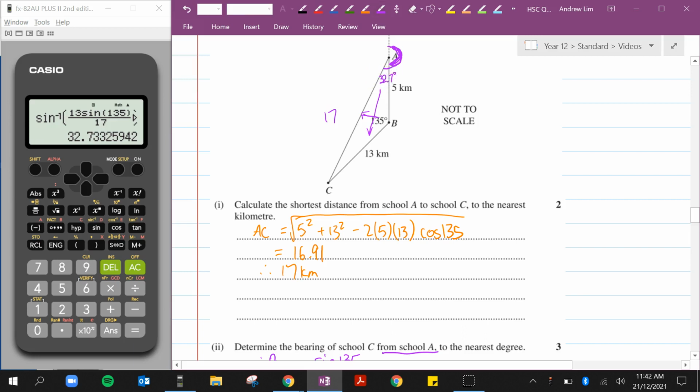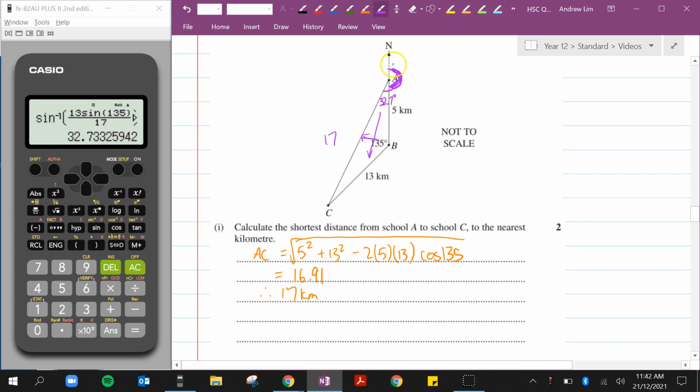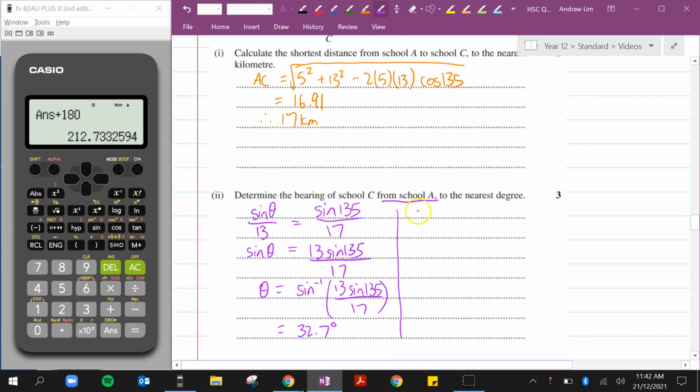32.7. Therefore, the bearing of C from A is 180 plus that. 212.7. To the nearest degree, 213 degrees. I'm just going to show my working out. 180 plus 32.7. Nearest degree.